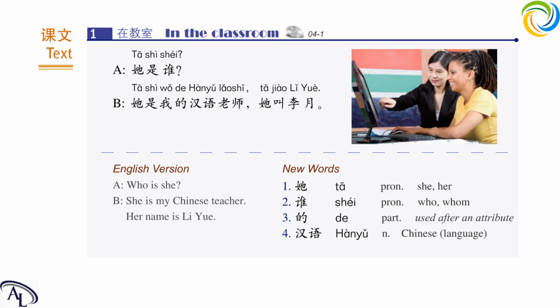So first new word is 她, which is she and her. We just came across it in the warm-up part. So this is she, her, 她. And the plural form of 她 is 她们. We just need to put men after it, then we get they, and they're all females. This men is a neutral tone, so we need to read it soft and quick. 她们 means they, and they're all females.